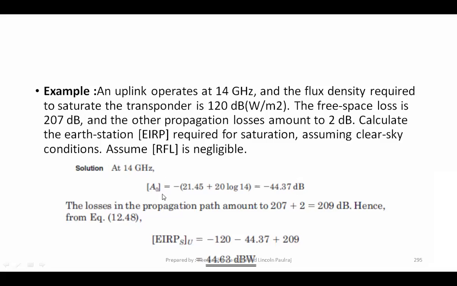So at 14 gigahertz, first calculate A naught. For the F value, 20 log F, so 20 log 14 comes here, and you will get your A naught value. For the losses, you will have this formula. Your total losses are 207 plus 2, which is about 209. How are we getting these losses? The 2 is here, then 207 is the free space loss. We add those two and get about 209 dB. We add those losses to your A naught, which is minus 44.37. To this we add 209, because this is our free space loss, and finally we get about 44.63 dB watts.